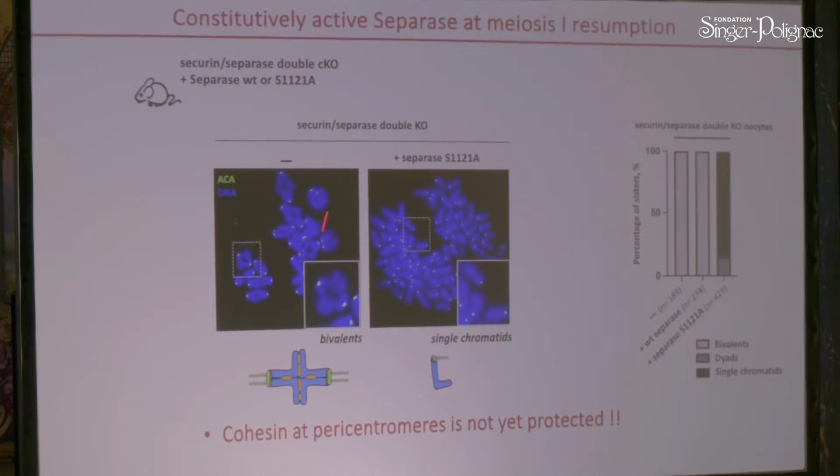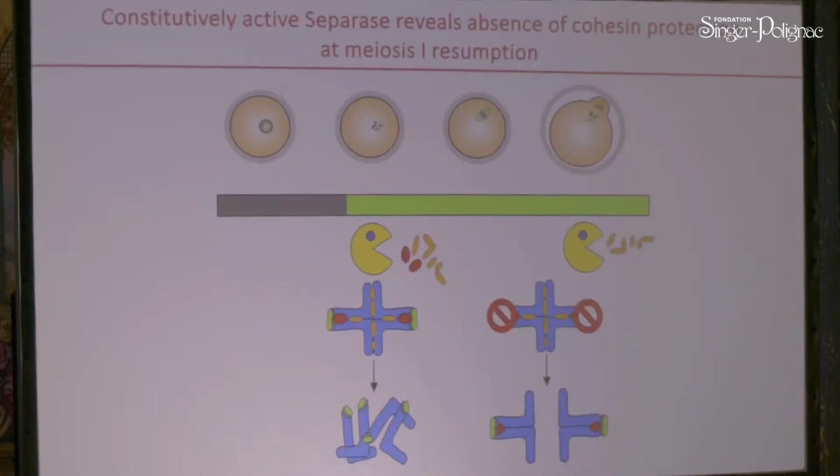And indeed, when we did chromosome spreads, here you have the control conditions with no rescue, so we have only bivalents, so paired chromosomes present in these typical cross-shaped figures. In the rescue conditions with the separase mutant, you mainly see single sister chromatids, meaning that pericentromere cohesion has been cleaved, so it has not been protected under these conditions. If you have constitutively active separase, this is enough to cleave all cohesion. So what we can say from this result is that at resumption of meiosis, separase cleaves all cohesion and we get single sisters, whereas if we activate separase later on, we just cleave arm cohesion, whereas centromere cohesion remains protected.